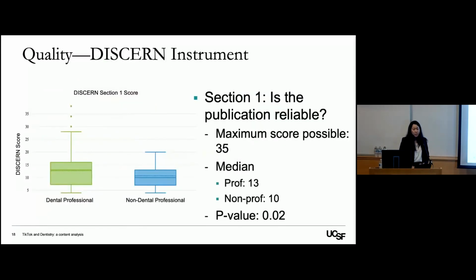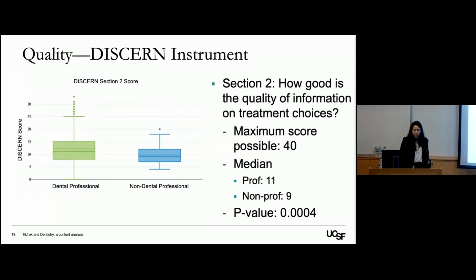And then if videos depicted treatment, I used the DISCERN instrument. So in terms of reliability, the maximum score possible was 35. And even though there was a significant difference between dental and non-dental professionals, 13 out of 35 is around 30%. So that's really not a reliable score. And the second DISCERN section looked at the quality of information on treatment choices. So again, maximum score was 40, but the medians were 11 and 9. And even though there was a significant difference, 11 out of 40 is again around 30%.